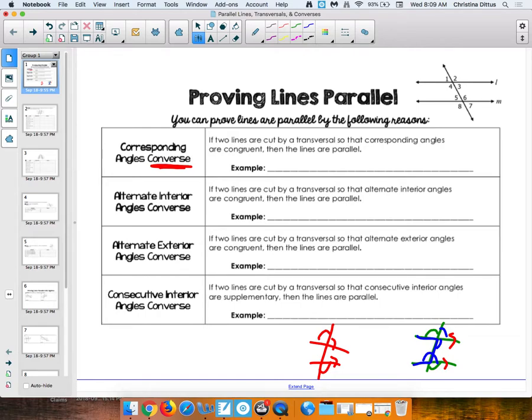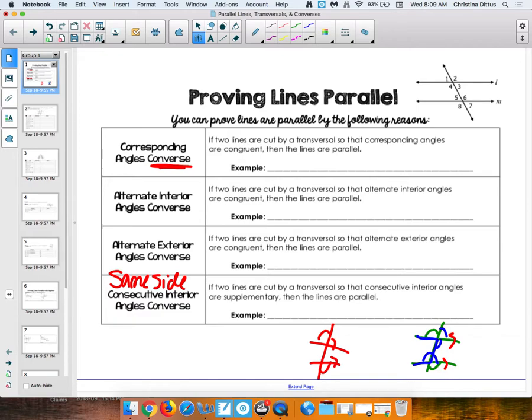We still have our corresponding, alternate interior, alternate exterior, consecutive, or let's write same side. So no new angle measures. We just got a flip-flop. So if you read the corresponding, it says if two lines are cut by a transversal so that the corresponding angles are congruent, then the lines are parallel.